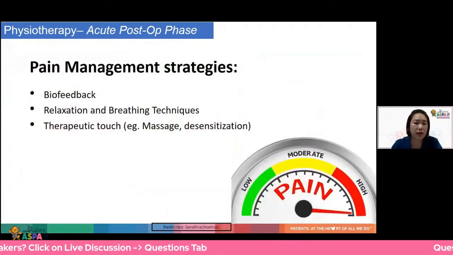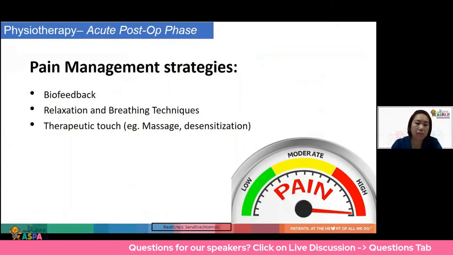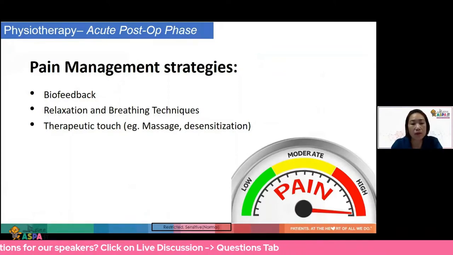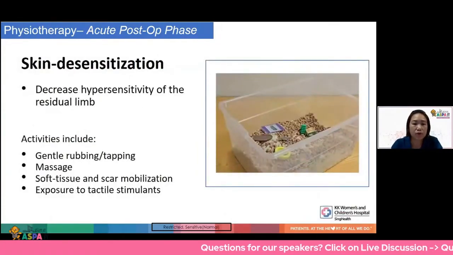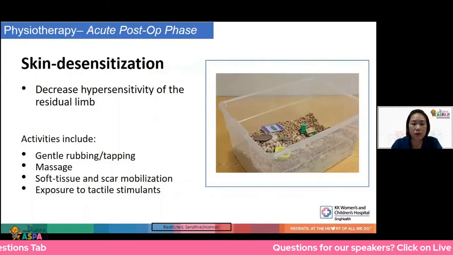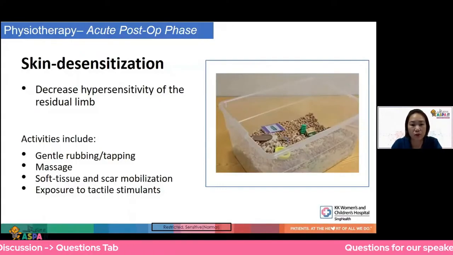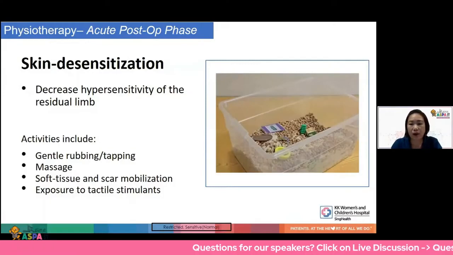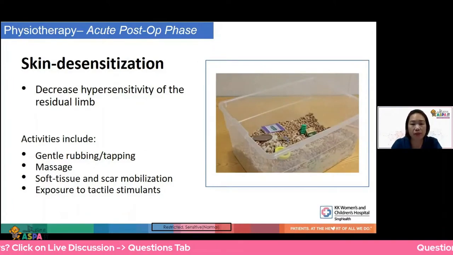These are some of the pain management strategies that we will use during our rehabilitation process, such as biofeedback, asking patients to relax and do breathing techniques, therapeutic touch, such as massages and desensitization. So skin desensitization can help to decrease the hypersensitivity of the residual limb, and that includes activities such as gentle rubbing, tapping, gentle massages, introducing a little bit of soft tissue and scar mobilization when ready, and also exposure to tactile stimulants like using soft surfaces such as towel, cotton wool, cotton bud, or rough surfaces such as a rough towel or some sand, or hot or cold temperature surfaces.